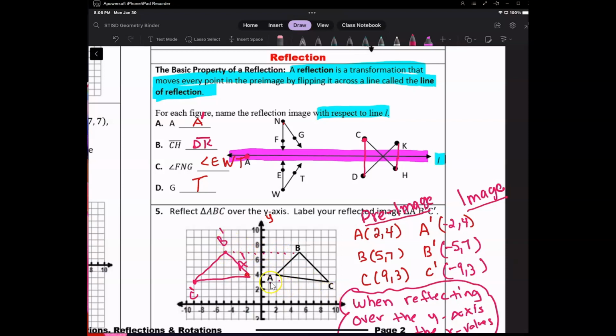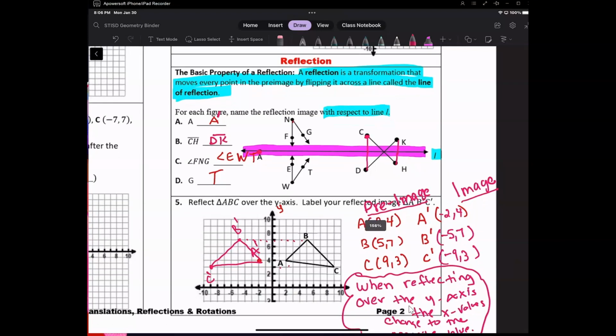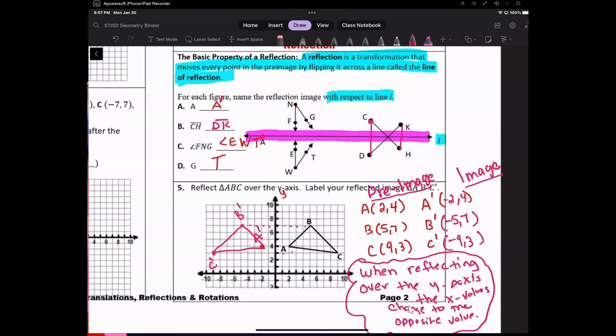And then C is 1, 2, 3, 4, 5, 6, 7, 8, 9. So it's going to be 9 units to the left of the mirror. And so here's our pre-image coordinates, 2, 4, 5, 7, 9, 3. And if you compare that to the new image, you notice a pattern. When reflecting over the y-axis, the x values change to the opposite value. And later on in the lesson, we're going to see what happens when we reflect this over the x-axis.